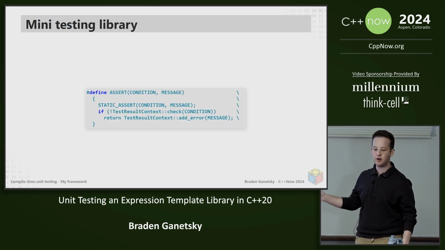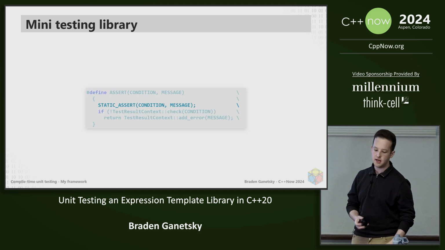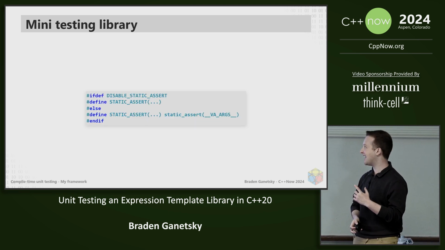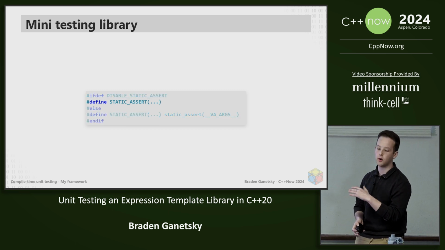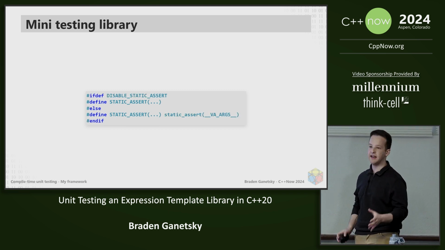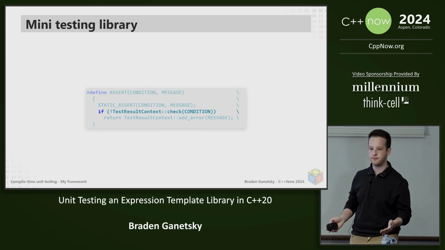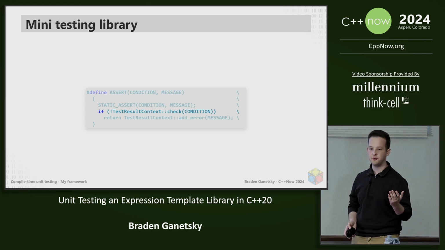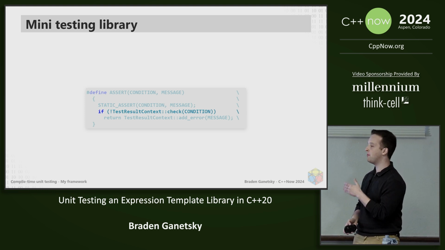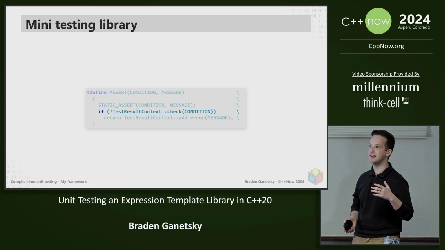So my mini testing library is based around this assertion macro that takes a condition and a message. It's STATIC_ASSERTS in all caps because the static assertion can be disabled. So it can either be an actual static assert or it can be nothing, depending on how you configure it. And then there's also this function, check condition. All it does really is pass the condition right back to you. But the problem is compilers might actually complain if you give it a condition that's able to be evaluated at runtime, but you give it in a regular if.